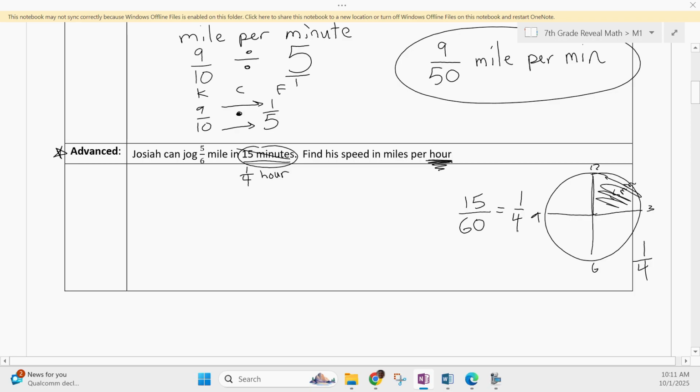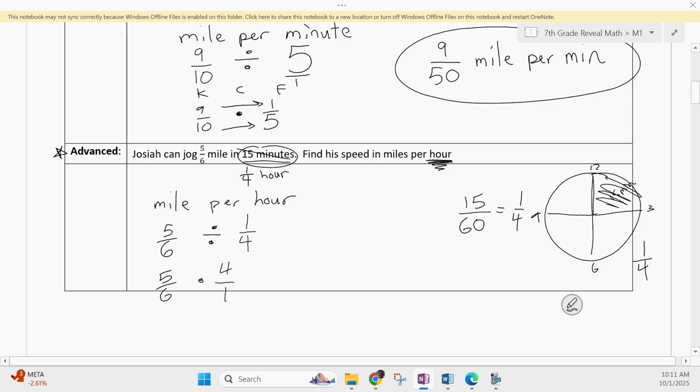Okay, now we can just write the units that we need. So we want miles per hour. We know that Josiah could do 5/6. We know that per is going to indicate what operation? Oh, one person. What operation? There we go. And then we have hours. So in this case, it's going to be 1/4 of an hour is 15 minutes. All right. So then we're going to keep change flip.